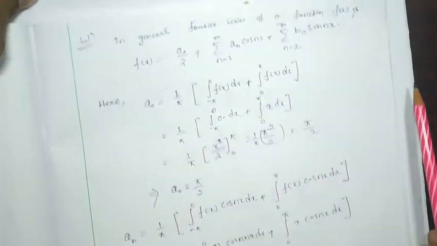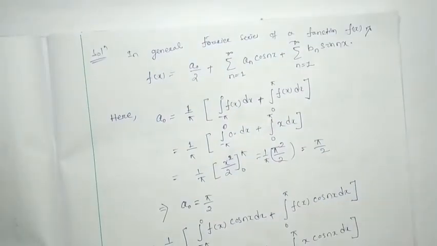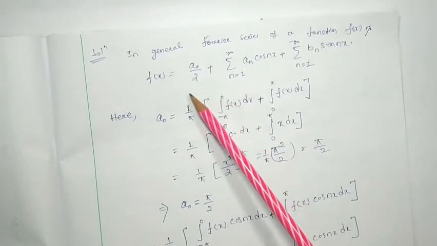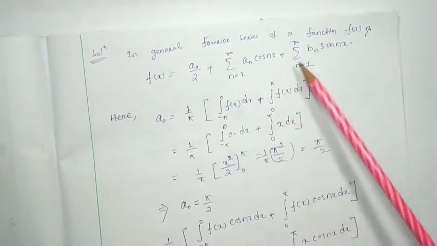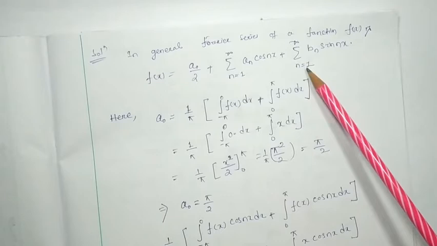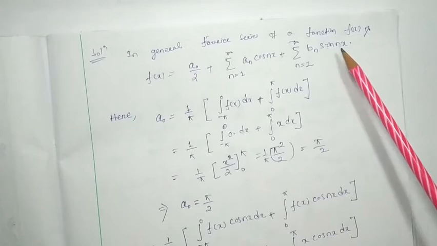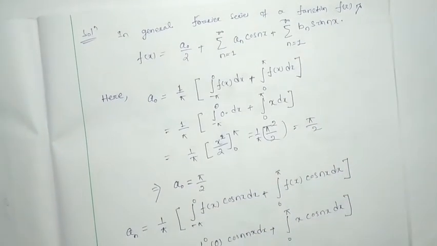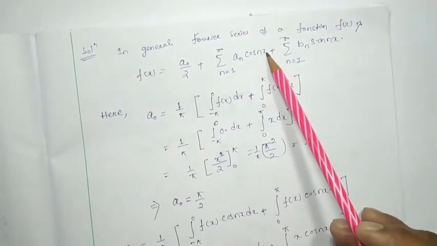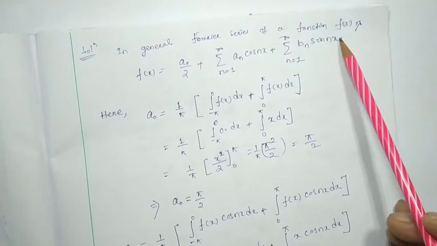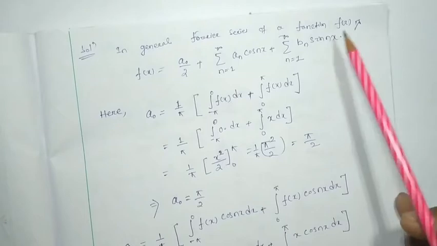In general we know that the Fourier series of a function is f(x) equal to a0 by 2 plus summation over n equal to 1 to infinity an cos nx plus summation over n equal to 1 to infinity bn sin nx. Actually it was cos n pi x by l and sin n pi x by l, but here l is nothing but pi, so it will be cos nx and it will be sin nx.